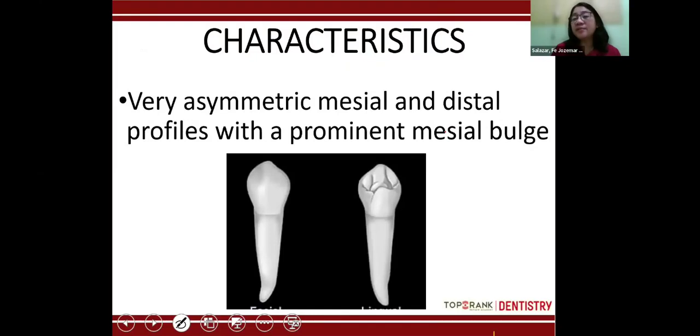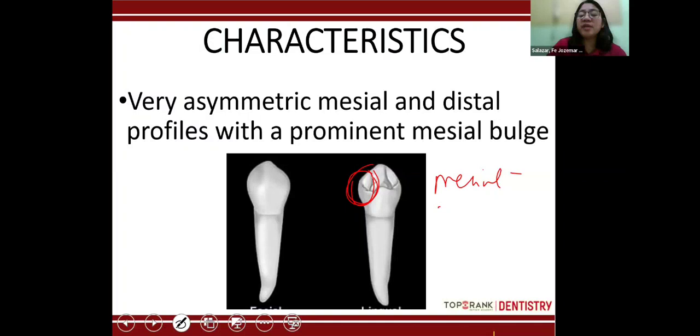Okay, it's very asymmetric, mesial and distal profiles with a prominent mesial bulge. Yan. Okay, kaya nga they liken it to canine and a premolar as well. Okay, canine and molar. Okay, so sa mesial, you have the mesial bulge. Okay, ito yan. So you have, what do you call that, you have the stretching, okay, on the mesial. Okay?